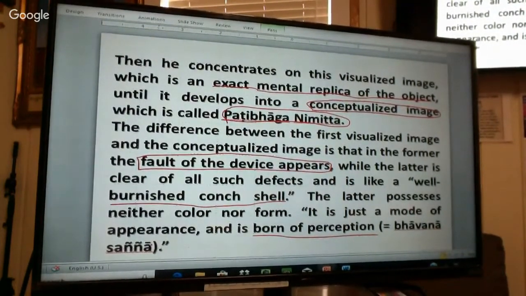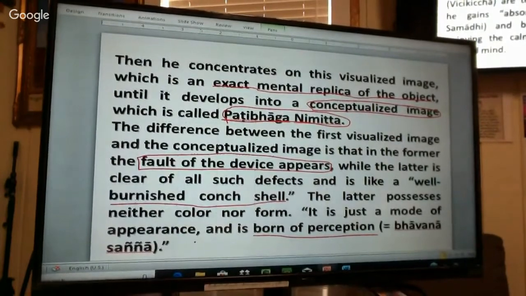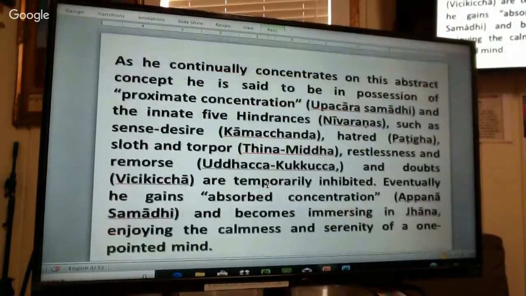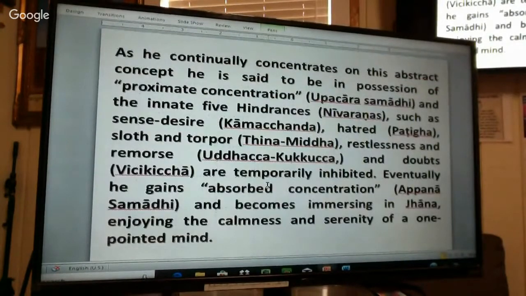So here, bhavana sanya. That's why we know that object, patibhaga nimitta. Okay? Then you understand. Okay, we go to the next one. So continually practice that kind of object, patibhaga nimitta, again and again, constructing the nimitta. Patibhaga nimitta is an abstract concept. So that concentration we call proximate concentration at that time.